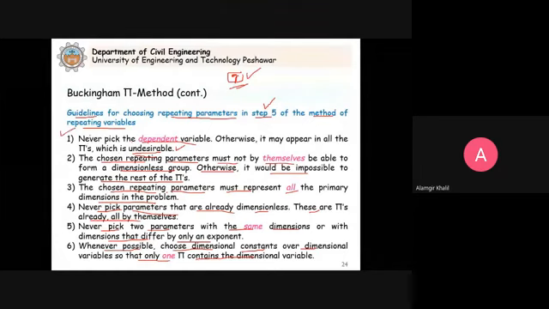Now here it is written never pick the dependent variable. You see the solved example of your textbook: the dependent variable is taken as a repeating variable and the problem is solved. So just follow them as much as possible. Maybe in that case we need to take it, but in other cases we should avoid it. So these are guidelines on how to select the repeating variables in the Buckingham Pi method.